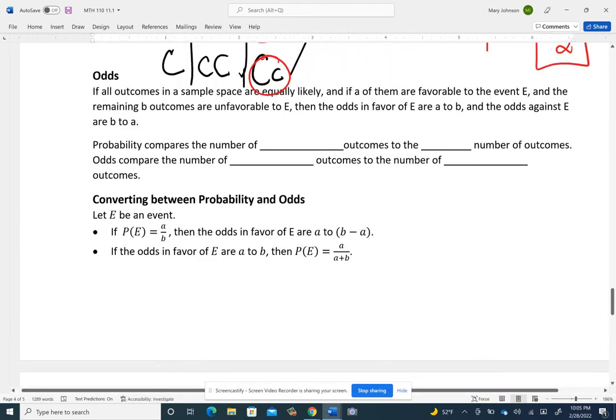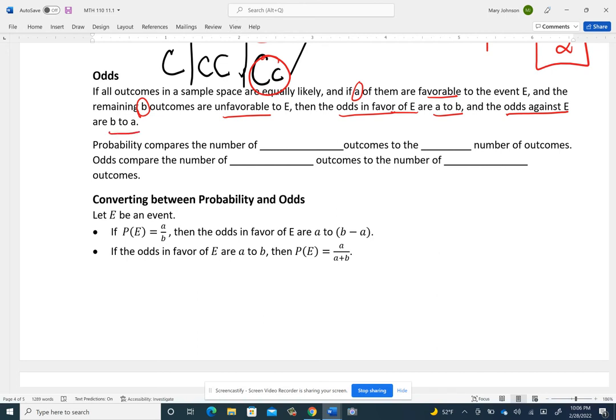So say we have equally likely outcomes. So if all outcomes in a sample space are equally likely, and then we have this quantity of them that are favorable to some event, you'll see it when I do an example. And then we have the remaining ones, so this quantity of them that are unfavorable. Okay. Then we can talk about the odds in favor of some event being A to B. And the odds in favor would be A to B. The odds against the event would be B to A.